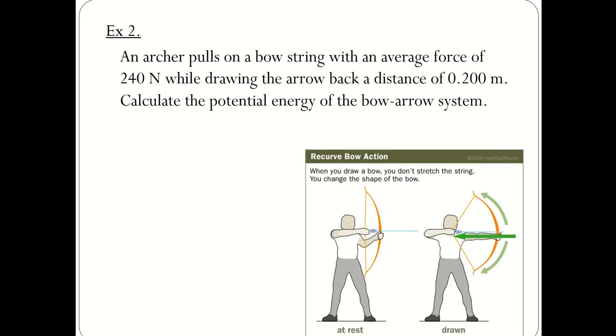Here's another example where we have an archer who pulls on a bowstring with an average force of 240 newtons while drawing the arrow back a distance of 0.2 meters, so 20 centimeters. So let's calculate the potential energy of the bow-arrow system.